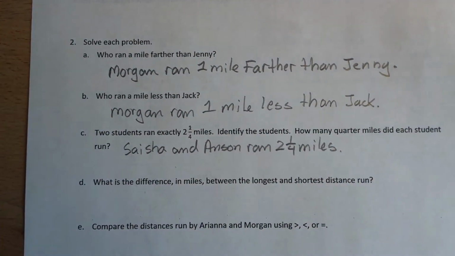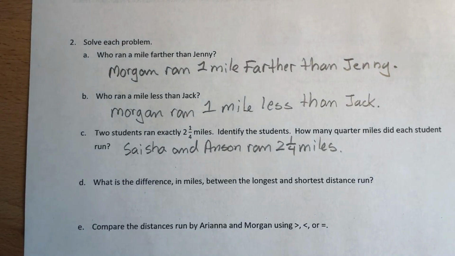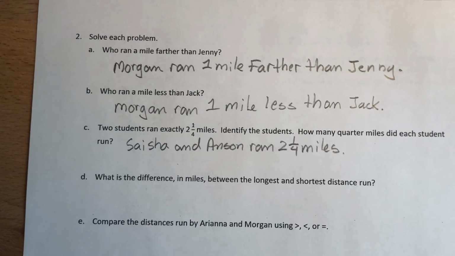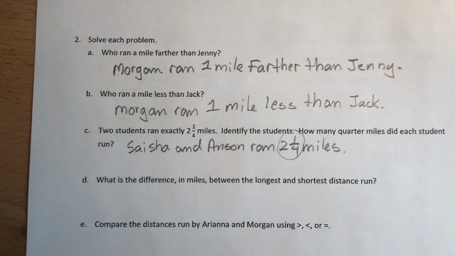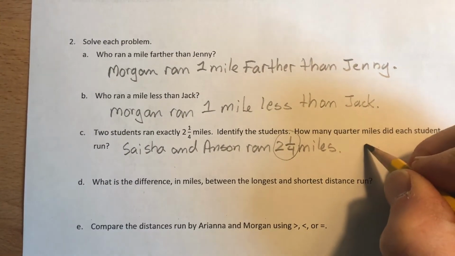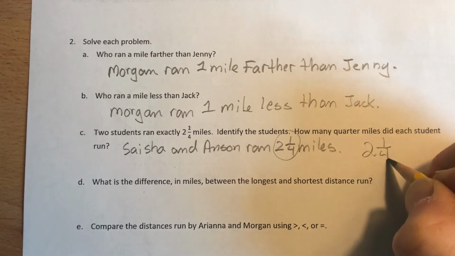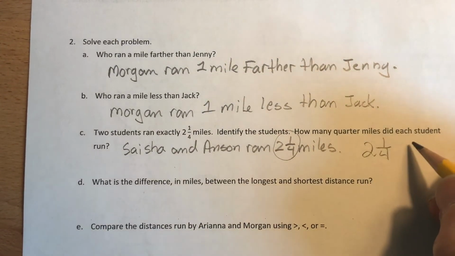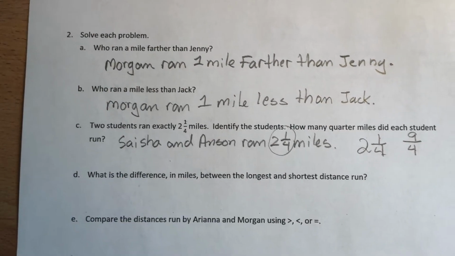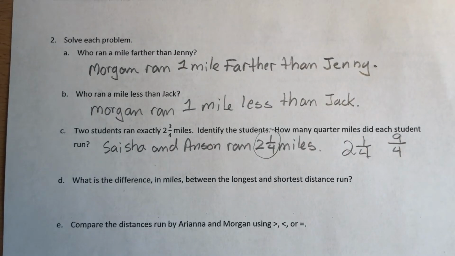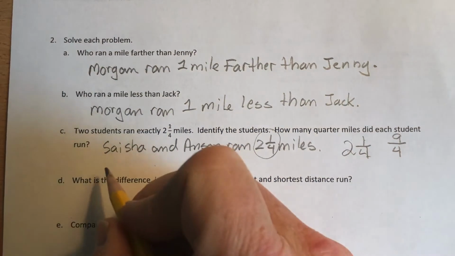Period. Okay, so it says how many quarter miles did each student run? Okay, so it wants me to put this into a fraction greater than 1. So I've got to convert this to all quarters. And remember how to do that? So we'll say 2 1/4. I'll rewrite it over here. So remember, 4 times 2 is 8, plus 1 is 9, and then 4s remain the same. So it's 9/4 or 9 quarters, okay? So they ran, let me write that down here.